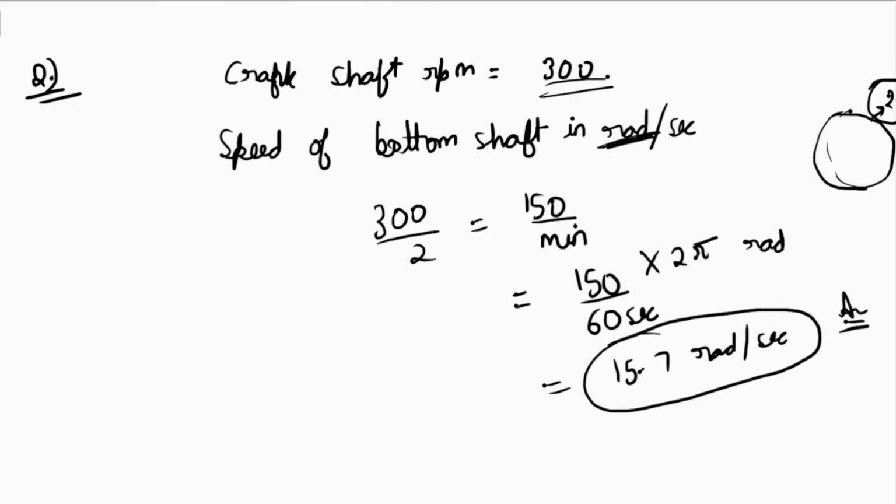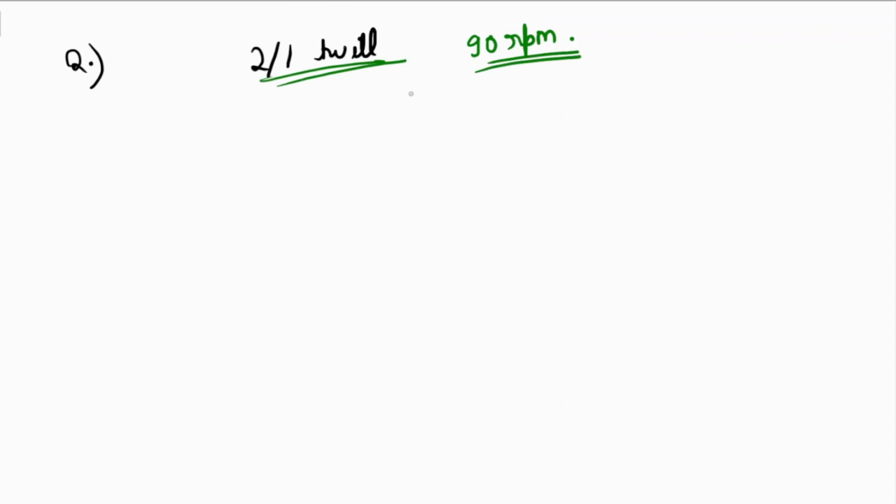Now suppose the next GATE question that is asked. The bottom shaft of a shuttle loom in a 2 by 1 weave is given, rotating at 90 RPM. You have to find out the speed of the camshaft, meaning the tappet shaft, in RPM. So the 90 is for what? It is the RPM of the bottom shaft of a shuttle loom.